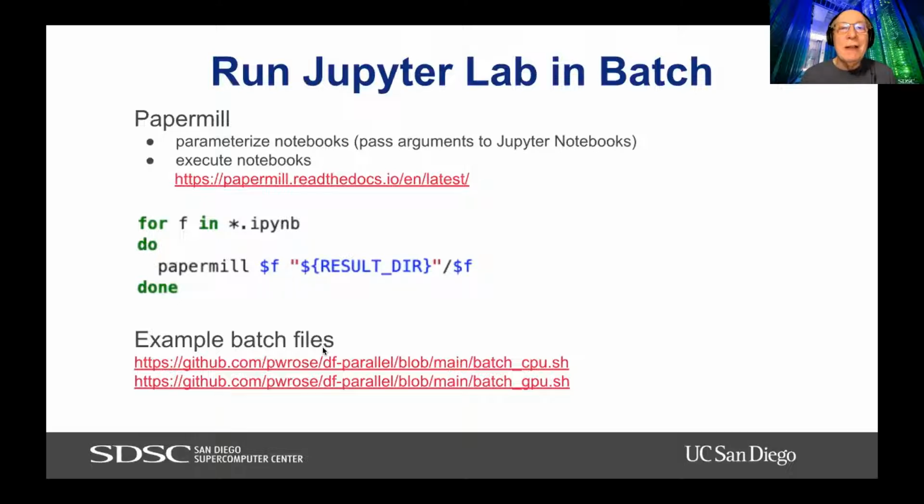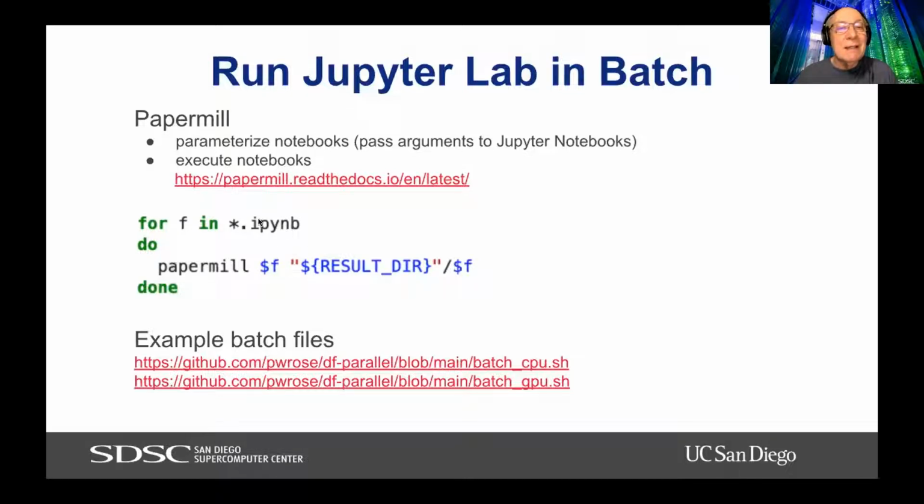There are various ways you can run JupyterLab in batch. One way I like to run this is using an application called Papermill, which was developed by Netflix, and it can do a couple of things. First, you can parameterize the notebooks. That means you can pass in arguments into a Jupyter notebook. Let's say you have some machine learning problem and you do some grid search. You could pass in some parameters as arguments into your Jupyter notebook from a shell script. So that's one thing Papermill can do. And then it can also execute the notebooks.